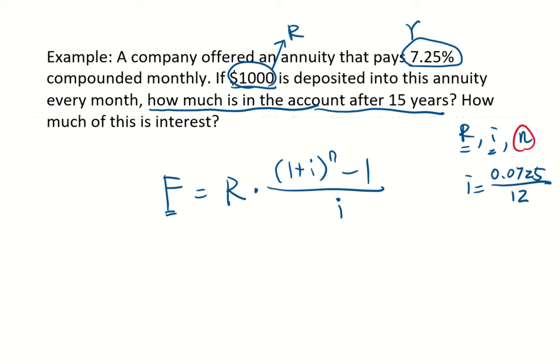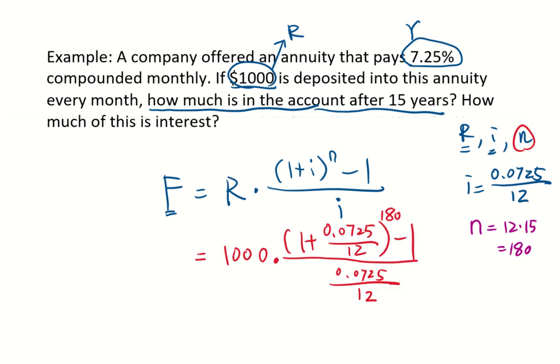And N is the total number of payments. Okay, so we're paying $1,000 every month for 15 years, right? So the total number of payments should be 12 for each year times 15 years, which is 180 payments. After plugging in the R, I, and N into the formula, this is what we'll have.